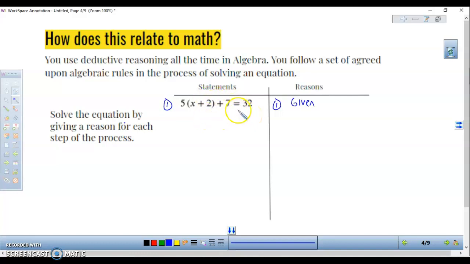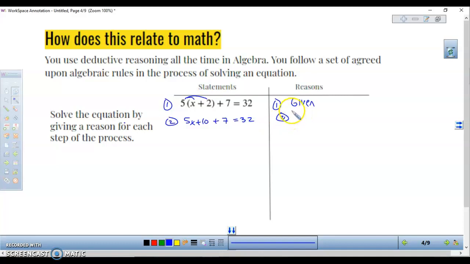Let's see what we can figure out if this is true. All right? So we're assuming this is true. Let's see what we can figure out. Boom. If I asked you what was next, I hope you would all say, let's distribute. And you'd get 5x plus 10 plus 7 equals 32.